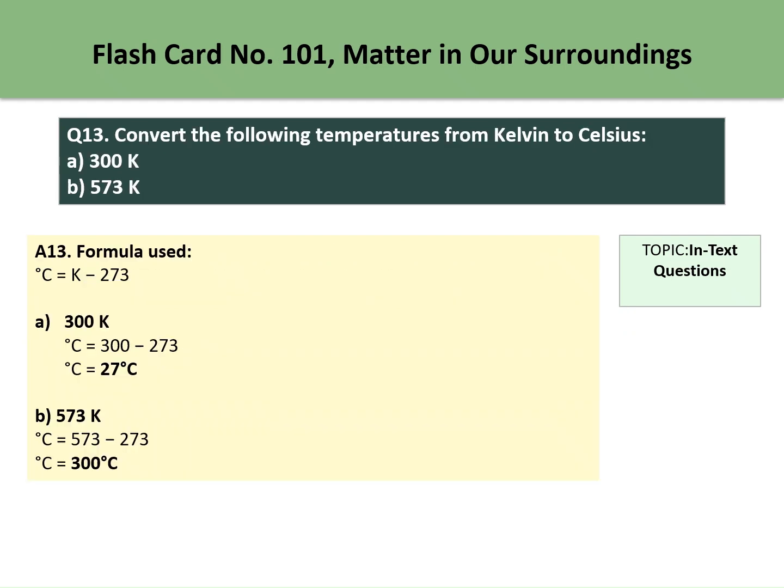Next. Convert the following temperatures from Kelvin to Celsius. We will use the formula degree Celsius is equal to Kelvin minus 273. Part A, 300 Kelvin. Degree Celsius is equal to 300 minus 273, which is 27 degrees Celsius. Part B, 573 Kelvin. Degree Celsius is equal to 573 minus 273, which is 300 degrees Celsius.